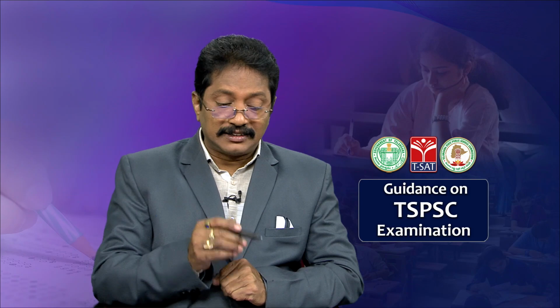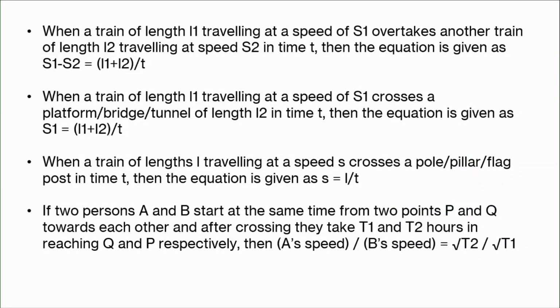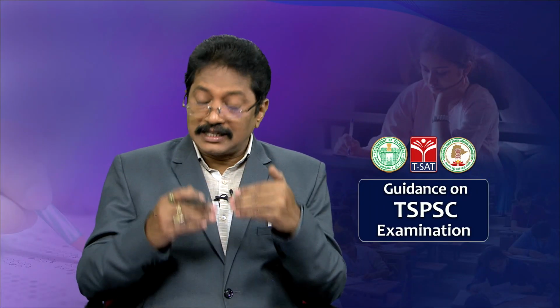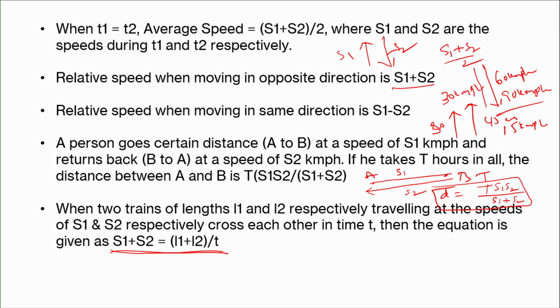When a train of length L1 travelling at a speed of S1 overtakes another train of length L2 travelling at speed S2 in time t, then the equation is given. Do you understand the difference between the previous one and this one? What is the previous one? The previous one is two trains of lengths L1 and L2 travelling with speeds S1 and S2 respectively, crossing each other in time t. Then S1 plus S2 is equal to L1 plus L2 by t.